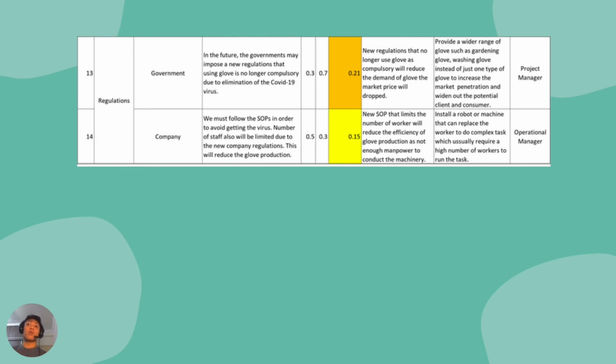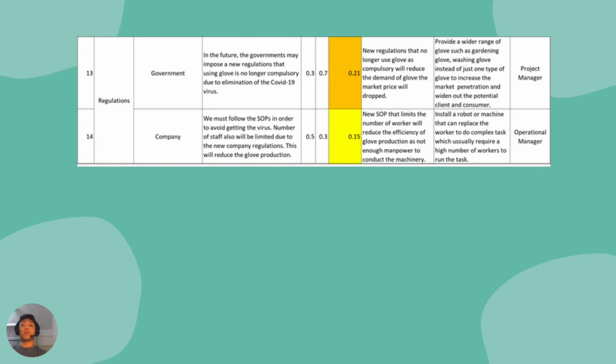So in order to prevent or overcome this problem, the research and development team should provide a wider type of glove, such as gardening gloves and washing gloves instead of just one type of glove. This will increase the market penetration and widen the potential customers to buy our product.